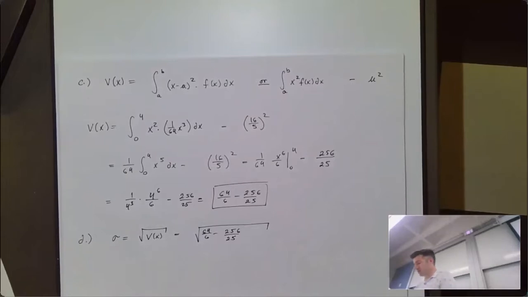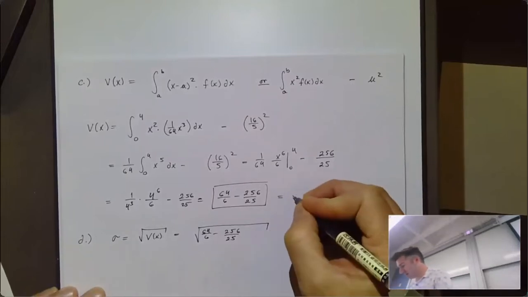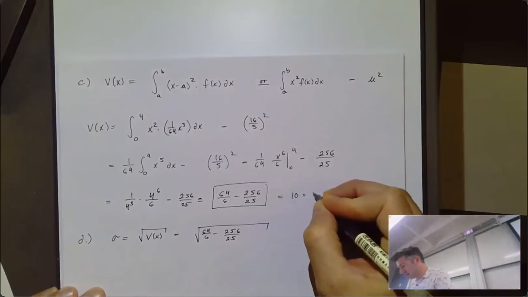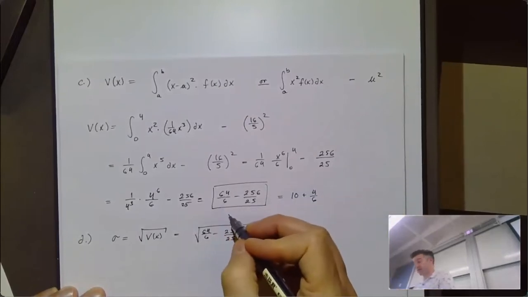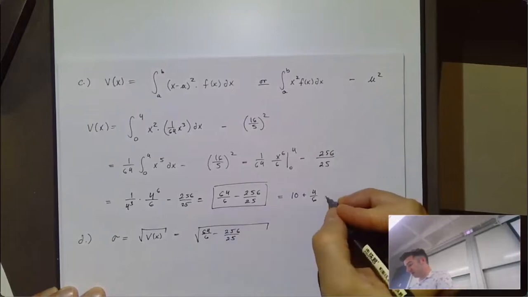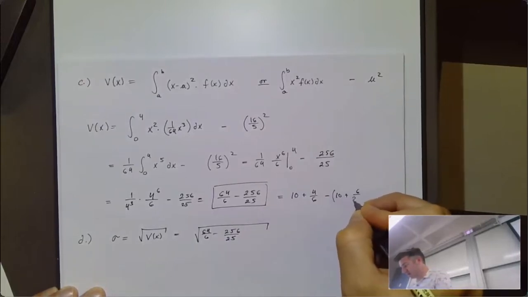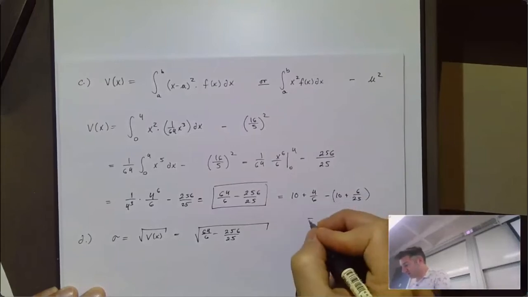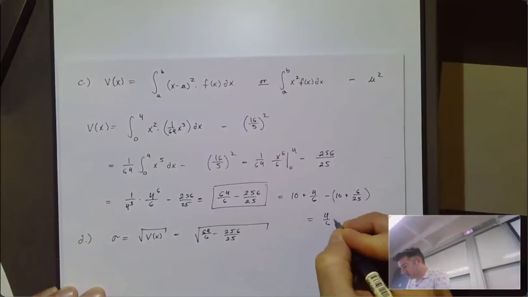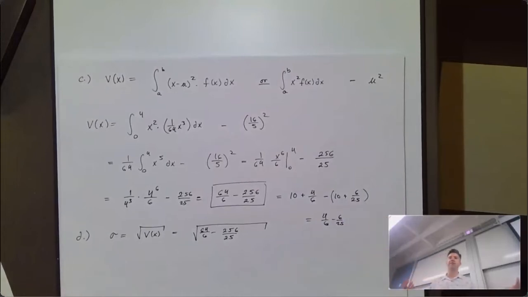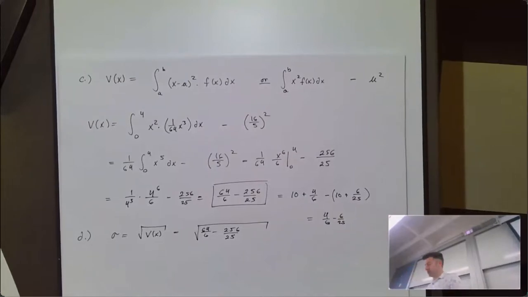If you really wanted to, this is 10 plus 4/6, right? 64/6 is 10 plus 4/6, and 256/25 is 10 and 6/25. And then you could cancel the 10s and just say, oh, this is 4/6 minus 6/25. So you wanted to make it look a little bit nicer, but not important. But a pretty small number, right? 2/3 minus 6/25 is pretty small.